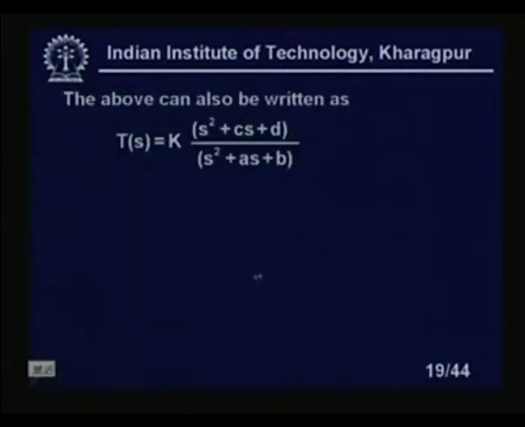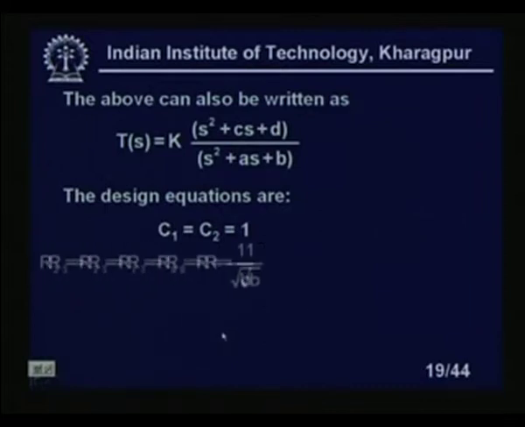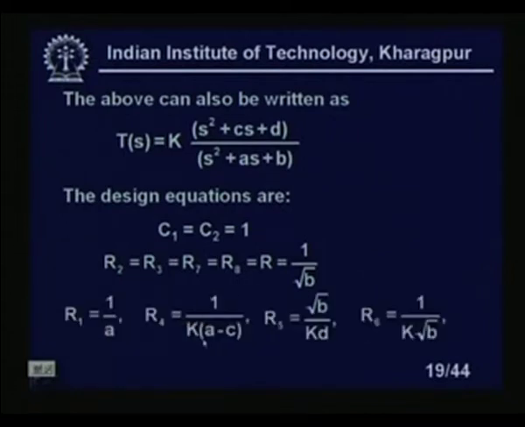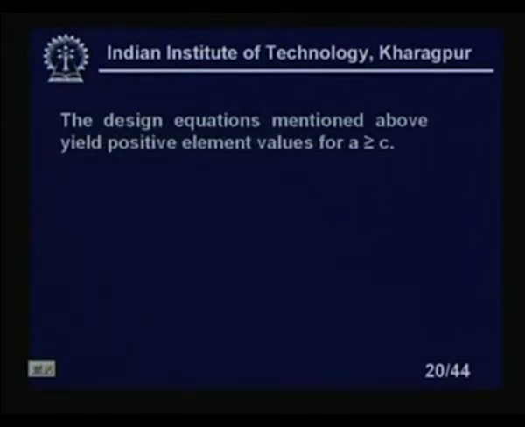Now, the above equations can also be written as T(s) equal to K times (s square plus Cs plus D) over (s square plus As plus B), and the design equations are C1 C2 equal to 1, R2 R3 R7 R8 equal to R equal to 1 by root B, and R1 equal to 1 by A, R4 equal to 1 upon K(A minus C), R5 equal to root B by KD, and R6 equal to 1 upon K root B. The design equations mentioned above yield positive element values for A greater than C. In most cases this will be satisfied, A will be greater than C.